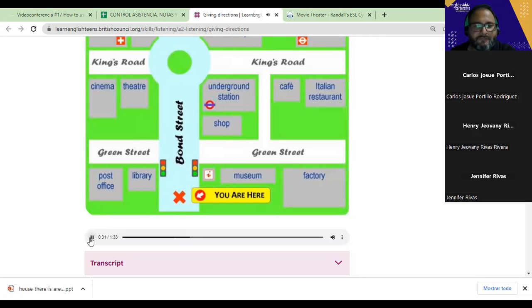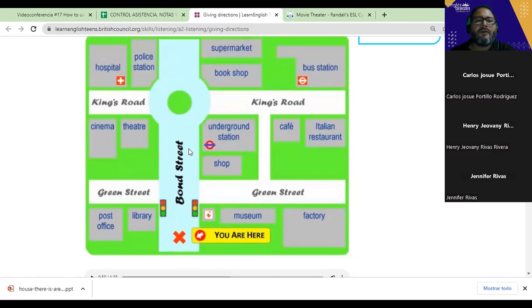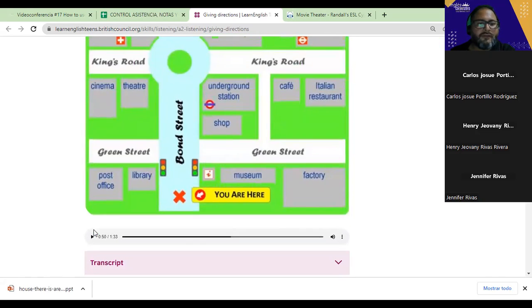Now, letter C. Go straight on. Go past the traffic lights. Go straight on until you get to the roundabout. At the roundabout, turn left. Go past the theater. So we need to go straight on, pass the traffic lights, and then we get to the roundabout. Right. So when we get to the roundabout, let's listen.